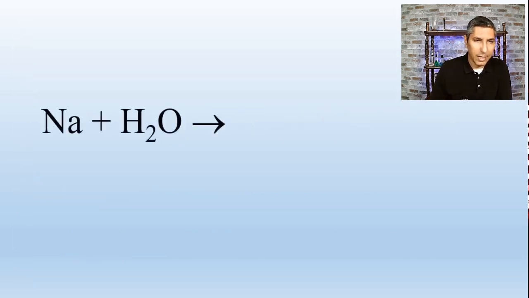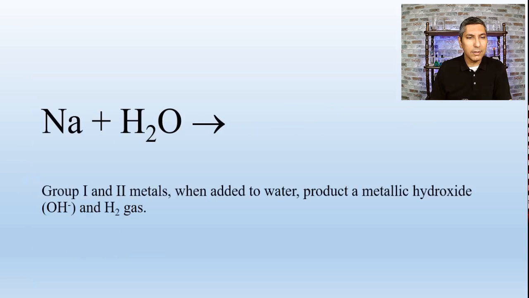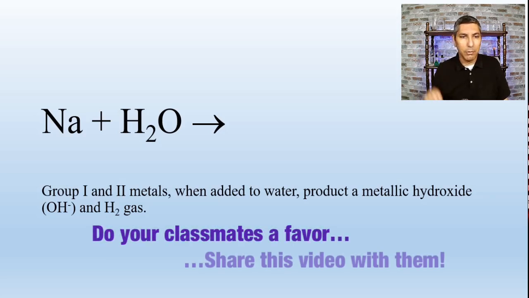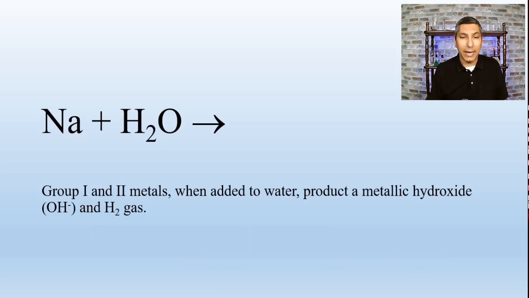Let's try another example. Let's try sodium plus water. Now we can think of the activity series again, but the fact is there is another little special rule for single replacement reactions that we're going to use in this case. And here's that rule. Group 1 and 2 metals, that is the metals that are found in the first 2 columns on the left side of the periodic table, when added to water, produce a metallic hydroxide and H2 gas.